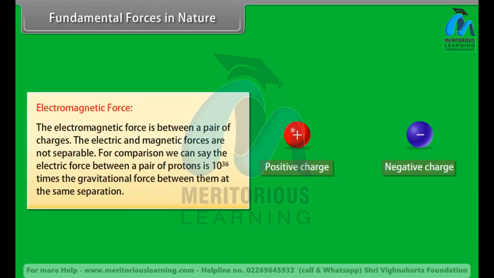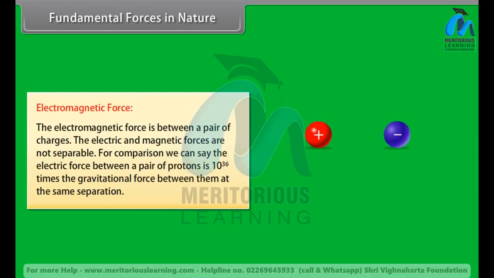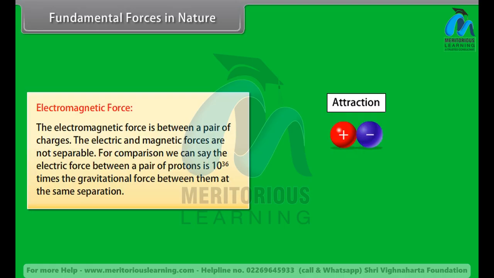The electromagnetic force is between a pair of charges. The electric and magnetic forces are not separable. For comparison, we can say the electric force between a pair of protons is 10 raised to the power 36 times the gravitational force between them at the same separation.